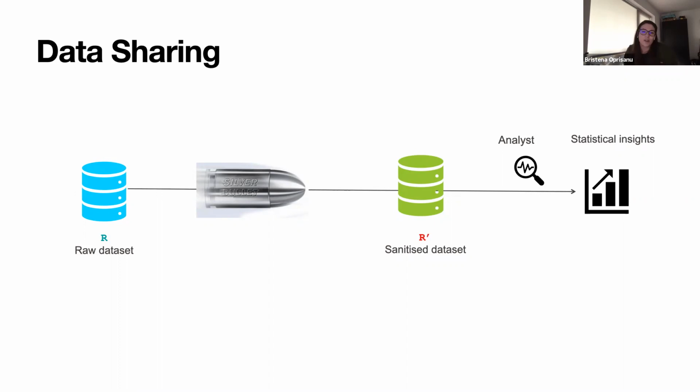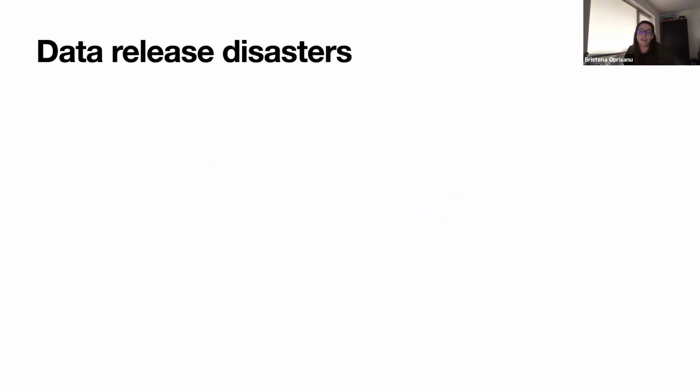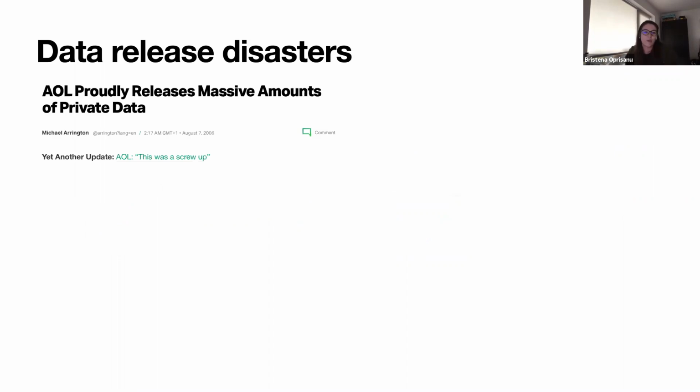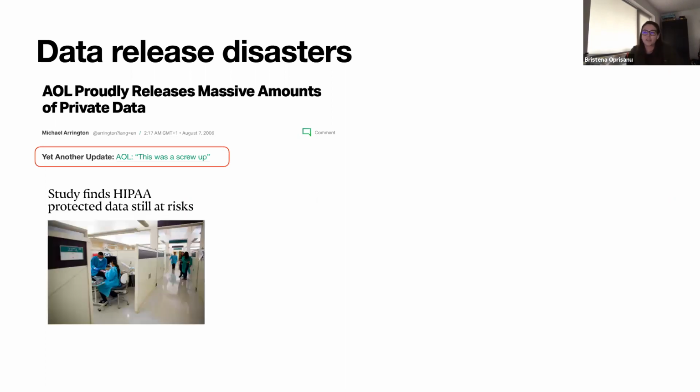And so far, we have seen many data release disasters. One example is the AOL data release, when they released a compressed text file from one of its websites, which contained search keywords for a lot of usernames, in fact for a lot of users over a 3-month period. And even they came afterwards and admitted that this was a screw up.